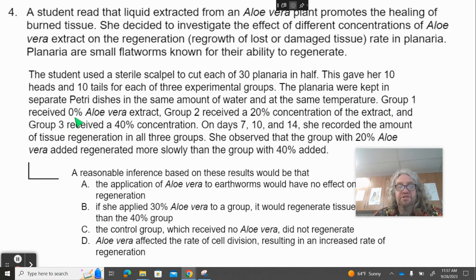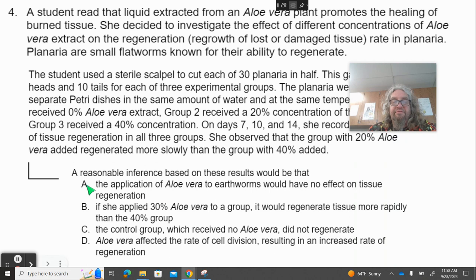Group 1 received 0% aloe vera extract. Group 2 received 20% concentration of the extract. And Group 3 received a 40% concentration. On days 7, 10, and 14, she recorded the amount of tissue regeneration in all three groups. She observed that the group with the 20% aloe vera regenerated more slowly than the group with the 40% added.